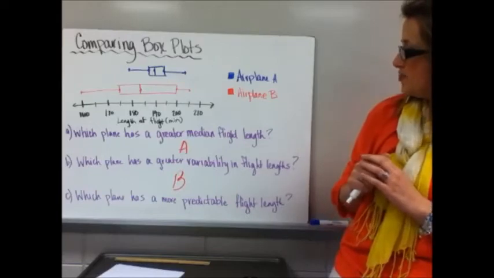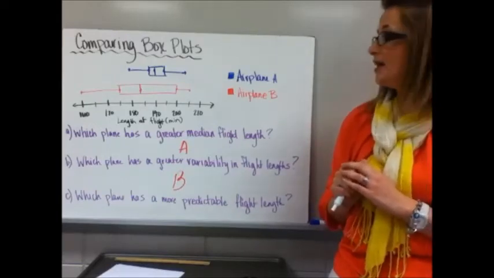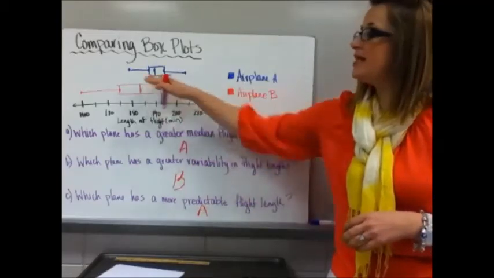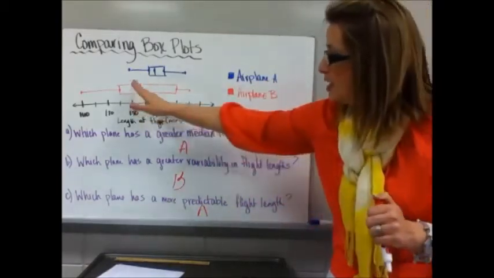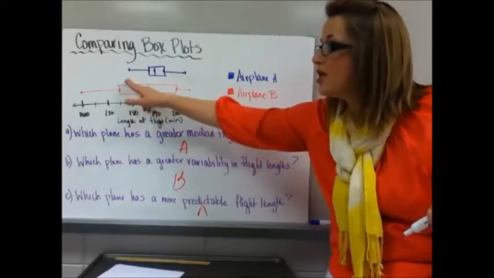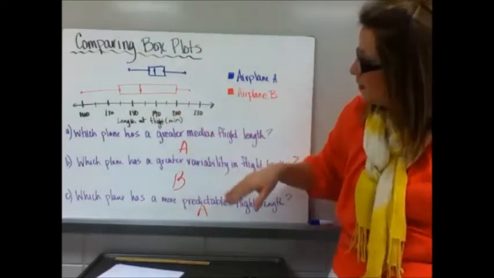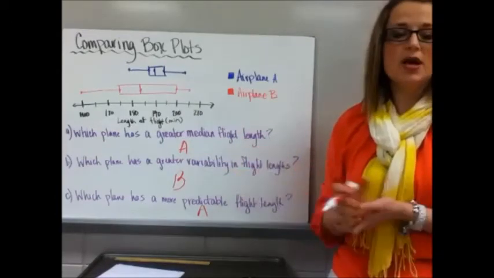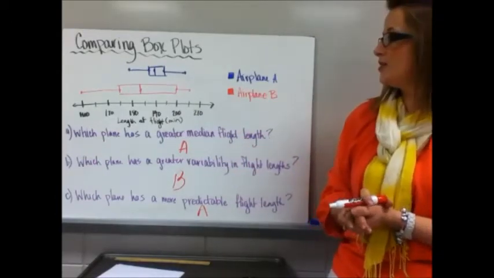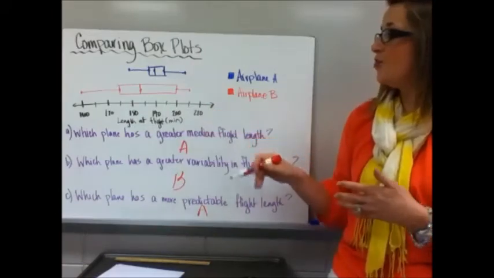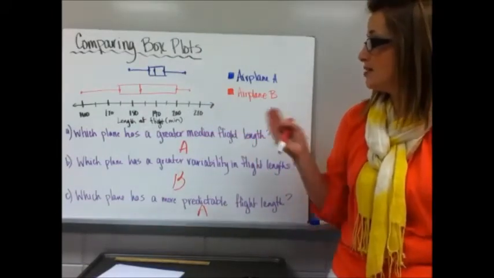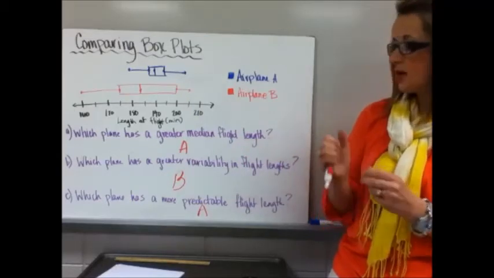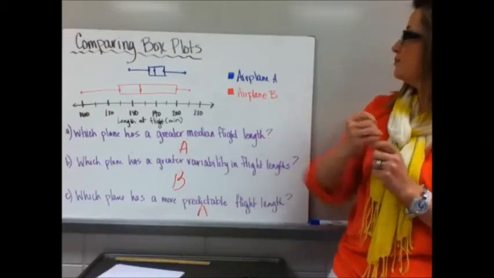And question C, which plane has a more predictable flight length? And that would be airplane A, because its data is pretty much the same. Its flight lengths are never lower than 180 and never higher than about 203 or so. Basically a 20 minutes difference in flights. It's very predictable. Where for airplane B, it could be anywhere from 160 minutes to 205. That is a much bigger difference. So airplane A is more predictable.